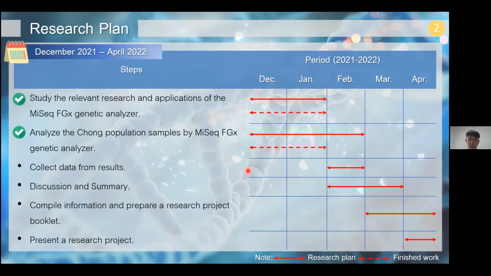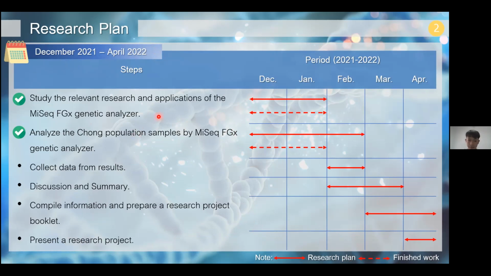From here is the research plan, where all steps start in December 2021. It will be finished in April 2022. From this table, the red line is the research plan and the patch line is the finished work. For 2 months, I have finished.